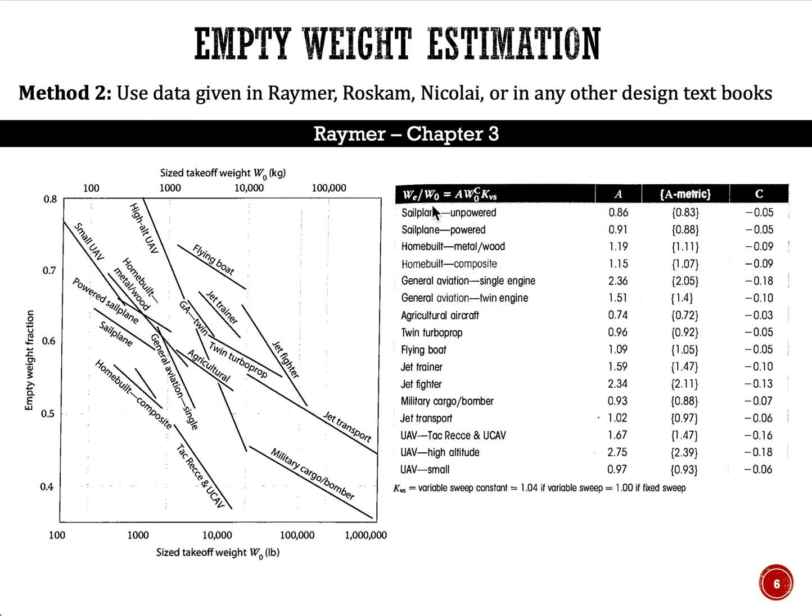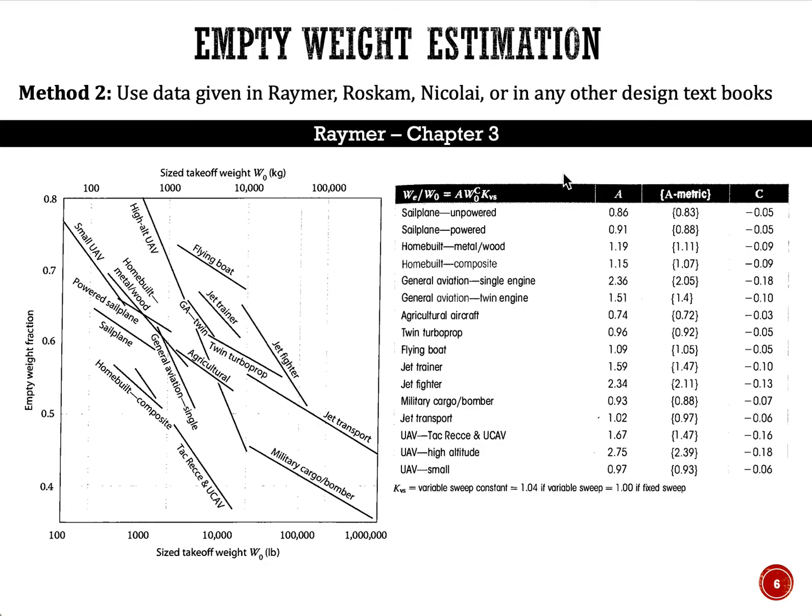And above, you can see the formula right here: A times W naught to the power C times KVS. Now, if you have a constant sweep, it's one; if you have variable sweep, it's 1.04. Sorry, it's 1.04 if variable sweep, and one if it's a fixed sweep. And A, you have the constant right here, and then the C is actually here.